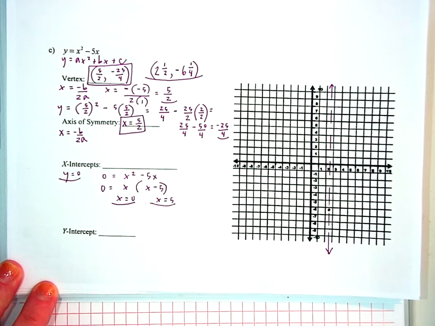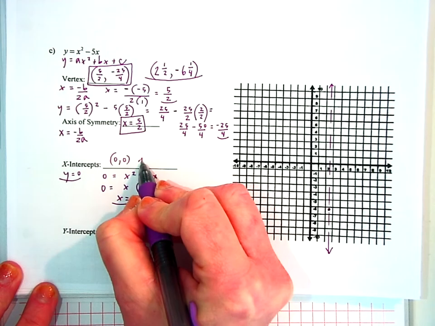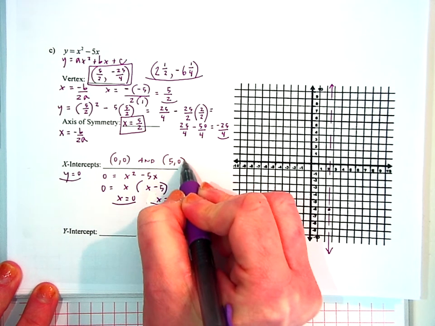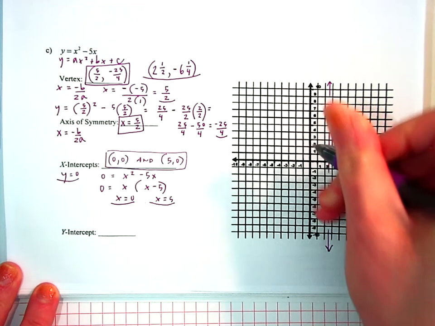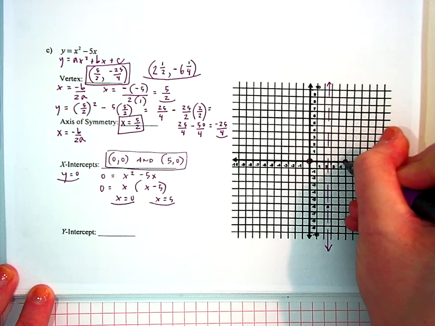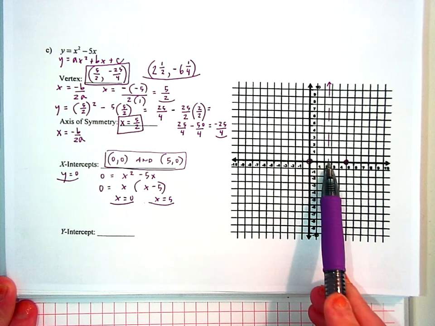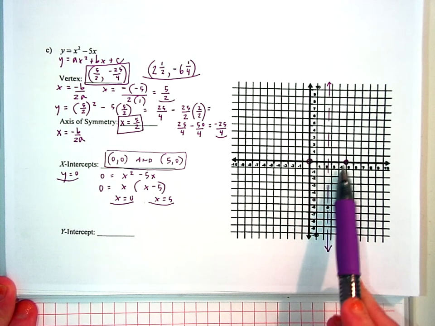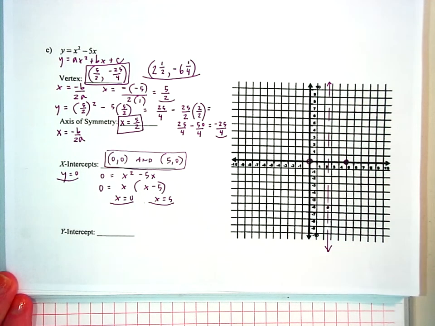All right, so as points, I would say 0, 0, so right at the origin, and my other one will be at 5, 0. So if I plot those points, so right here at the origin, and at 5, 0 right here, you can see that those locations are still equidistant from that mirror line, from that line of symmetry, right? They are both 2.5 units away from that line of symmetry.